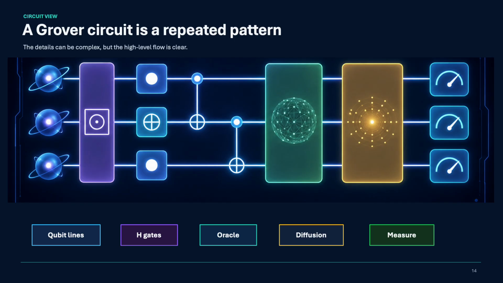So when you see a Grover circuit for the first time, don't let a complicated diagram frighten you. Look for the major landmarks. Ask yourself, where are the qubits prepared? Where is superposition created? Where is the oracle? Where is diffusion? Where is measurement? Once you can identify those pieces, even a complicated circuit begins to tell a recognizable story.